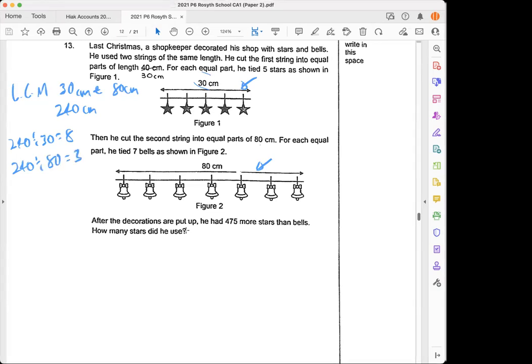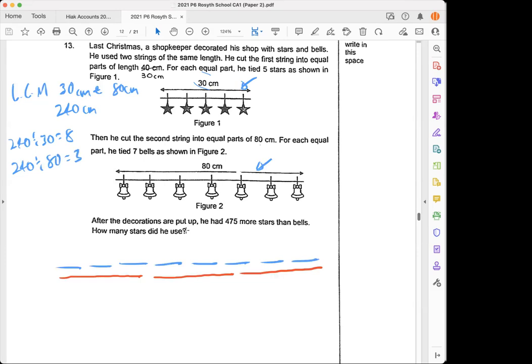So you can imagine, I'm going to draw here, 8 star strings: 1, 2, 3, 4, 5, 6, 7, 8. Then you have three bell strings: 1, 2, 3.